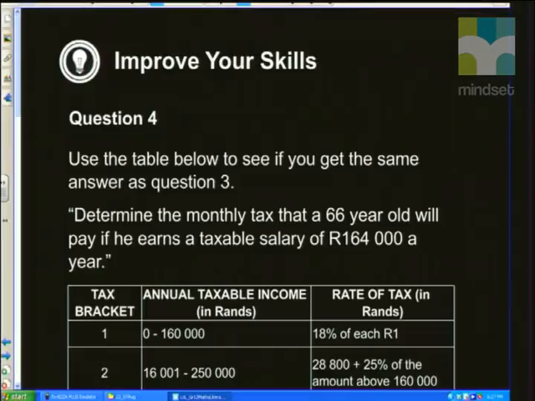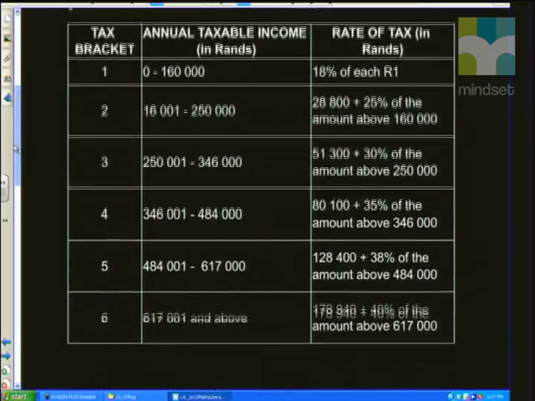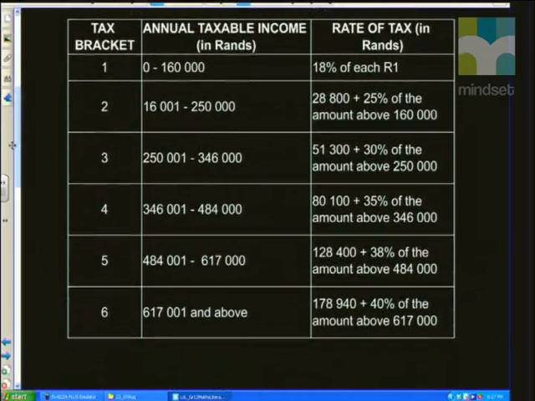Now, we're going to do this again, but we're not going to use the deduction table. We're now going to use the tax table like we learnt about last week. So let's have a look at this. So here's our tax table. We've got our different tax brackets, we've got our annual taxable income, and then we have our rate of tax. Now, we said our person earns 164,000 rand a year. That falls into this category number 2, because 164,000 lies between 160,001 rand and 250,000 rand.